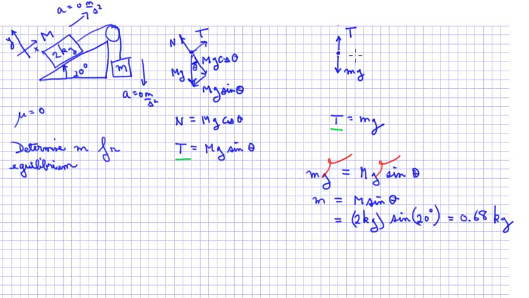Going over to the little mass, little m, the same tension that pulls the big M up the plane is acting vertically upwards on little m, and this now is the downward weight of little m, and so the tension in the string has to be equal to the weight of the little m.